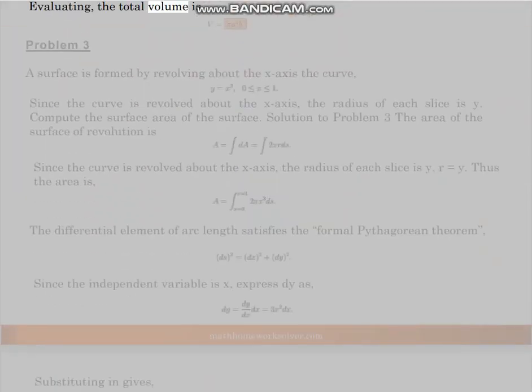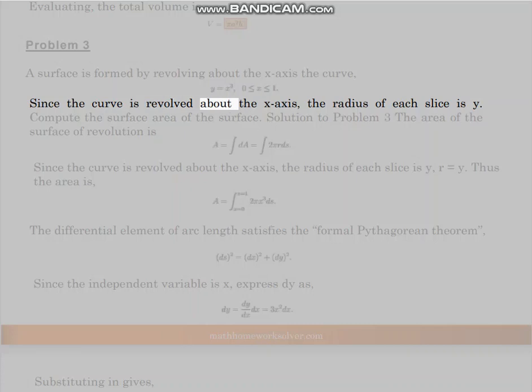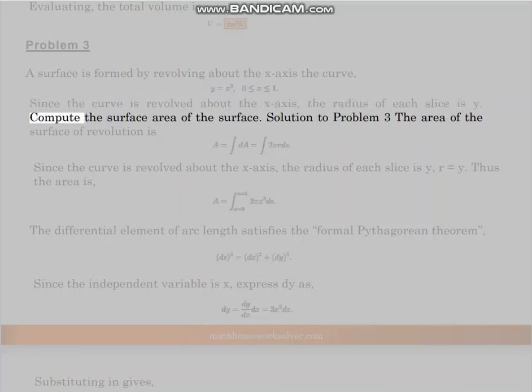Evaluating, the total volume is. Problem 3. A surface is formed by revolving about the x-axis the curve. Since the curve is revolved about the x-axis, the radius of each slice is y. Compute the surface area of the surface.